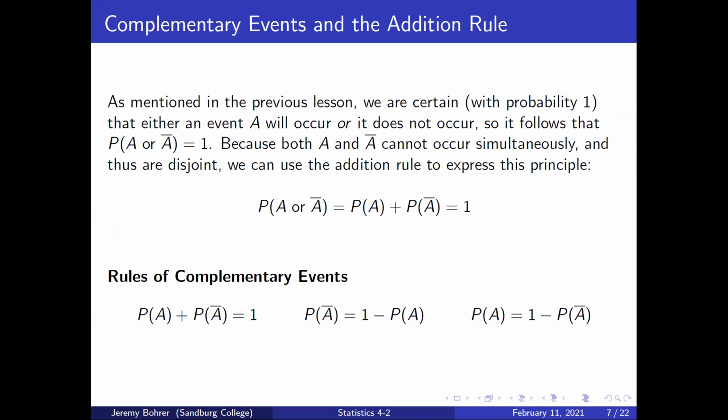As mentioned in the previous lesson, we are certain with probability 1 that either an event A will occur or it does not occur. So it follows that the probability of A or not A equals 1. Because both A and not A cannot occur simultaneously and thus are disjoint, we can use the addition rule to express this principle. The probability of A or not A is equal to the probability of A plus the probability of not A, which equals 1. The rules of complementary events say that the probability of A plus the probability of not A is equal to 1. The probability of not A is equal to 1 minus the probability of A, and the probability of A is equal to 1 minus the probability of not A.